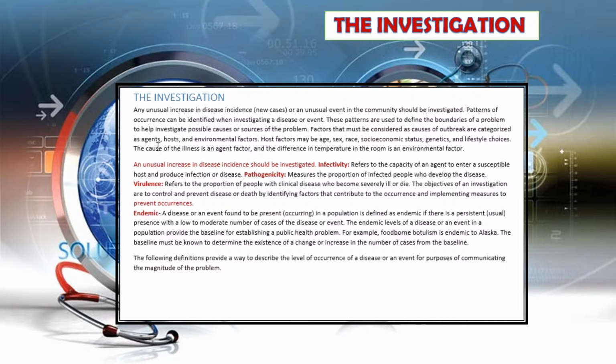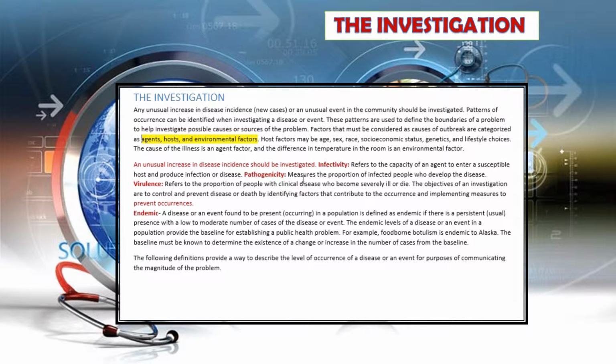Factors that must be considered as causes of the outbreak are categorized as agents. So you're going to hear things like the agent, the host, and environmental factors. The agent, the host, and the environment. Looking at those things. So what are host factors? Host factors may be the age, the sex, the race, the socioeconomic status, the genetics, and lifestyle choices. So the host factors are what's going on inside that individual. The cause of the illness is an agent factor. So the agent is actually the problem or the infection or whatever it is. The difference in temperature is an example of an environmental factor.